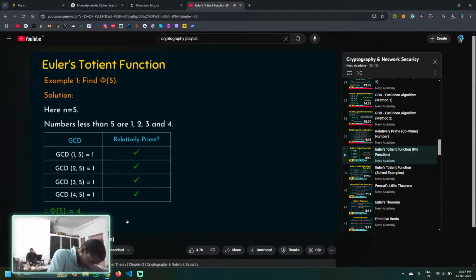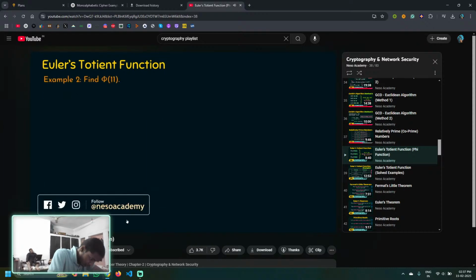Let's see another example where you will get more idea about this. In this example, we are going to compute phi of 11. We know the given data n is equal to 11. So we are going to find how many numbers that are less than 11 are relatively prime to 11.